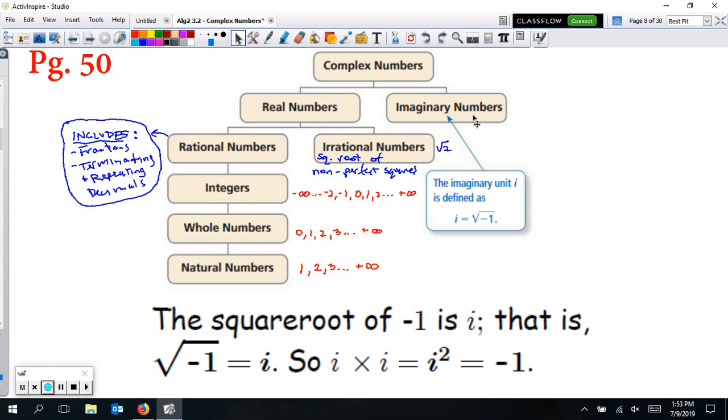Then on this side we have imaginary numbers, where we deal with the square root of a negative number. That's what we're going to deal with on this one. So imaginary numbers deal with square roots of negative numbers. You can see that's what it says. The imaginary unit i is defined as the square root of -1.